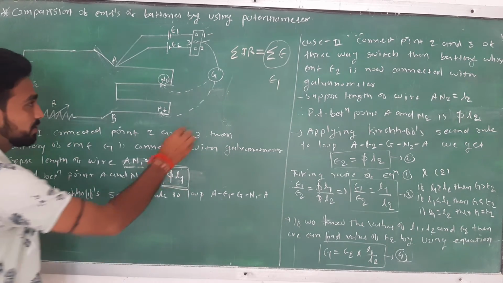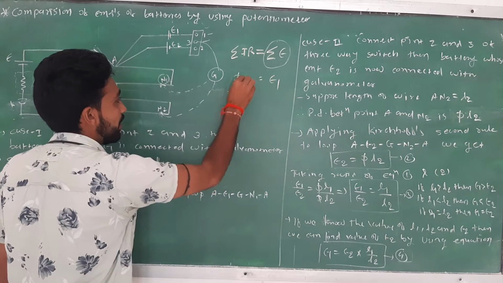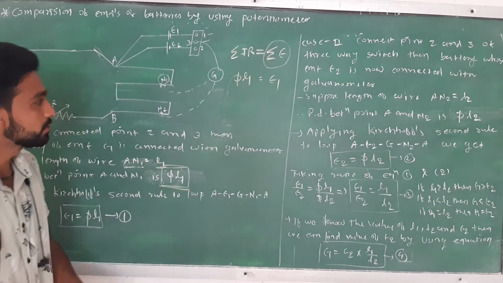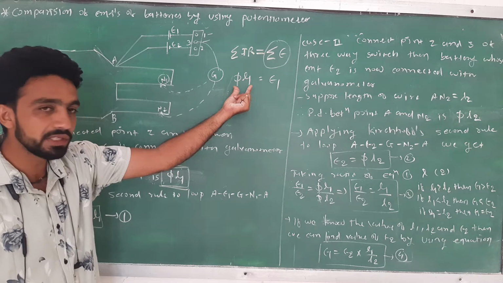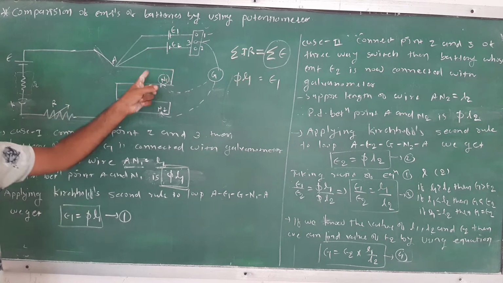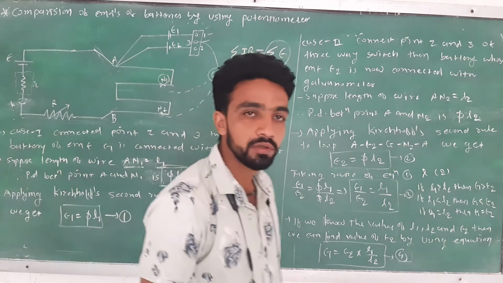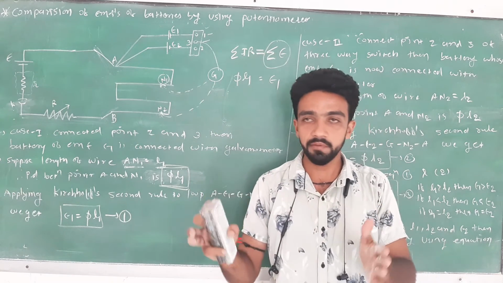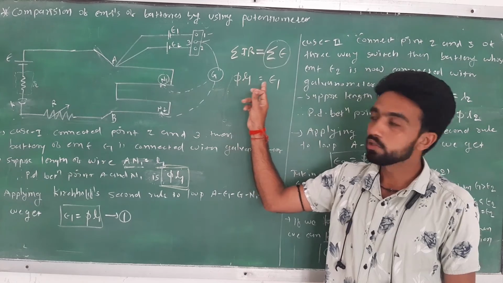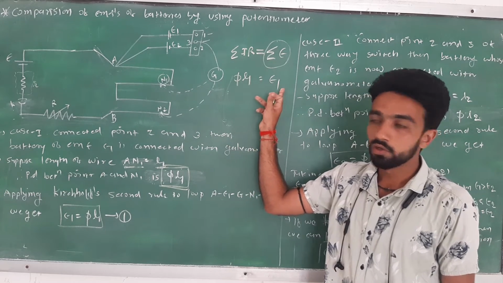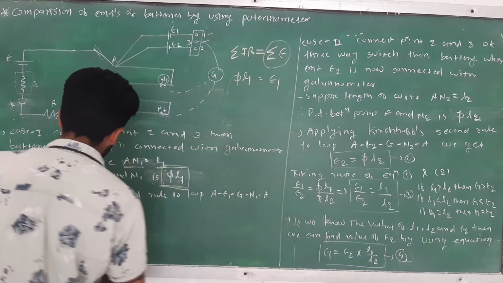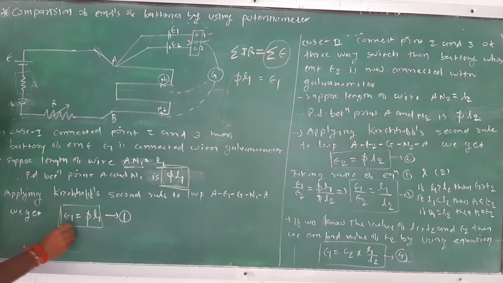So that potential difference is φ·l1. This is the potential difference across the resistor. Here you cannot see the resistor, but this is the wire, and the wire has its own resistance. So the potential difference across that wire, φ·l1, is equivalent to epsilon 1. You can also write it like this: epsilon 1 is equal to φ·l1. So this is your equation 1.